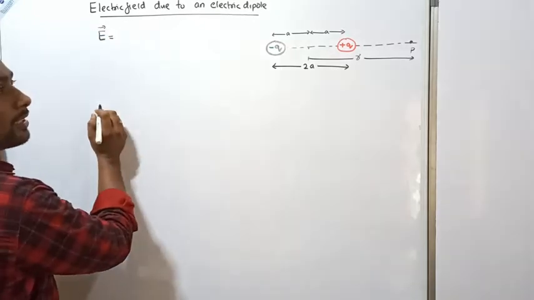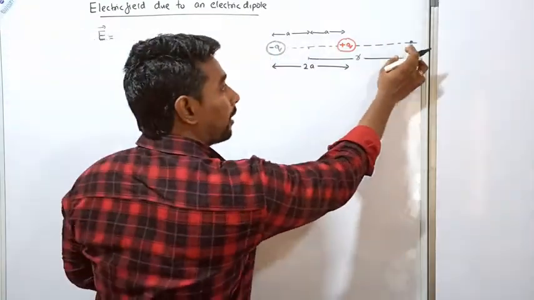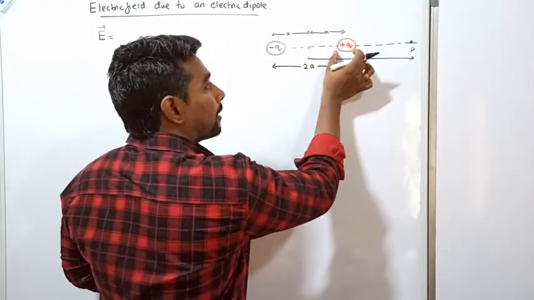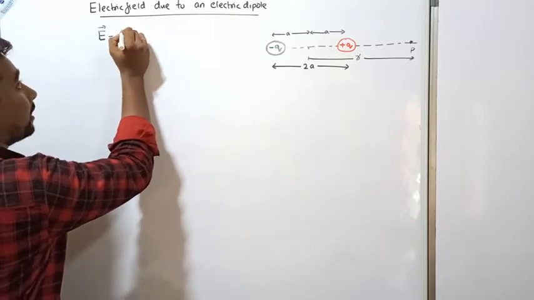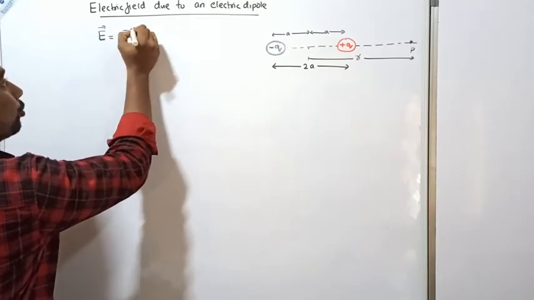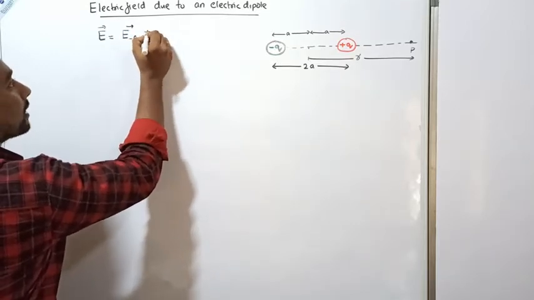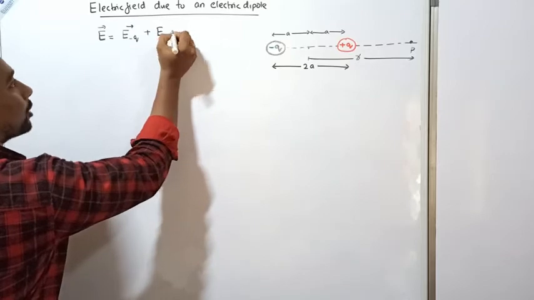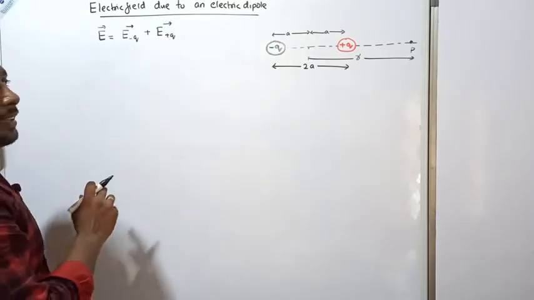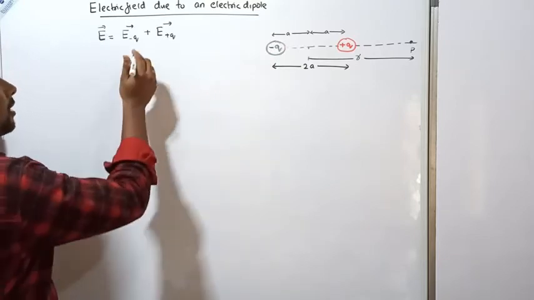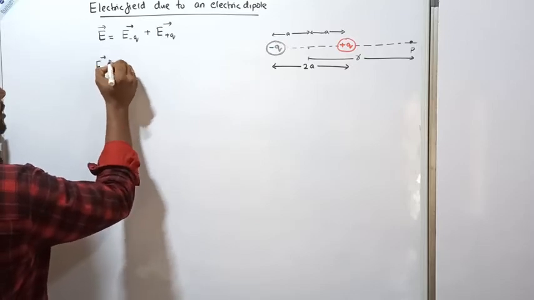To find that field at that point, we need to calculate the individual electric fields. That means the electric field due to this minus Q at this point, and we have to add it with the plus Q electric field at this point. That means the total, resultant electric field will be E minus Q plus E plus Q. If you add these two, we will get the entire electric field at that point. First of all, we will find E minus Q. What is E minus Q?